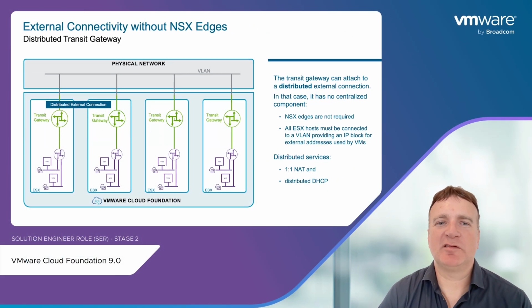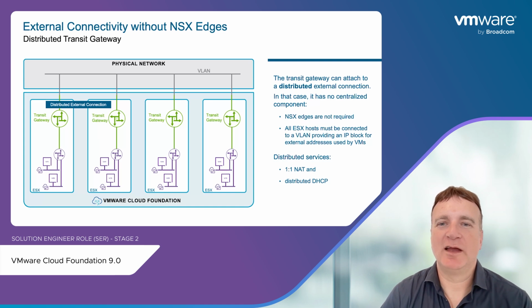The alternative to a centralized transit gateway, which we just discussed, which uses an NSX edge, is a distributed transit gateway. VCF 9 introduces the capability to deploy VPCs in a more simplistic way without requiring the configuration of an NSX edge. By attaching a transit gateway to a distributed external connection, each ESX host can independently route VM traffic to external destinations. However, the simplicity of this model does come with some trade-offs.